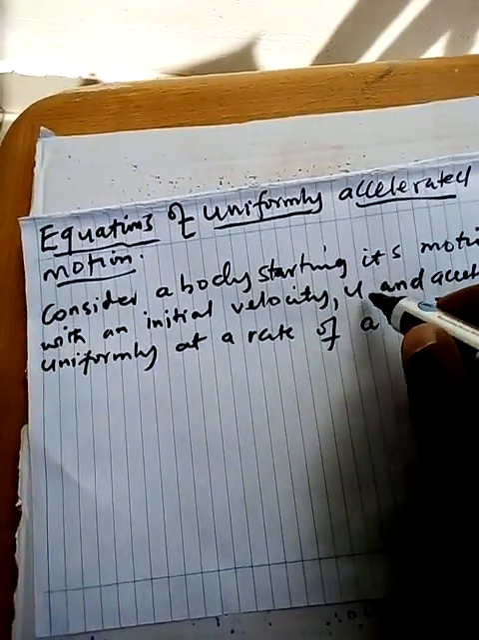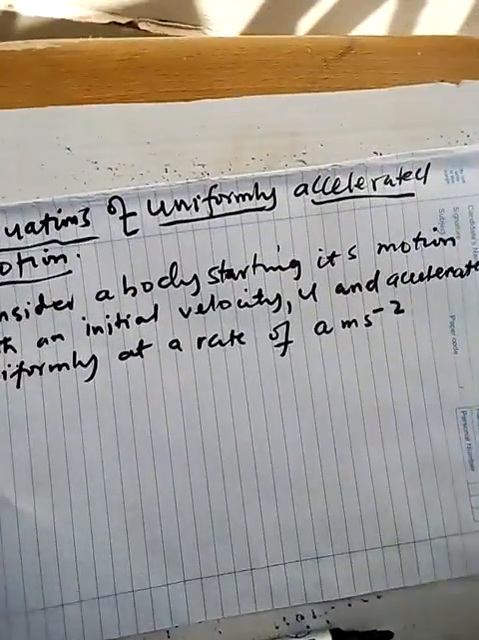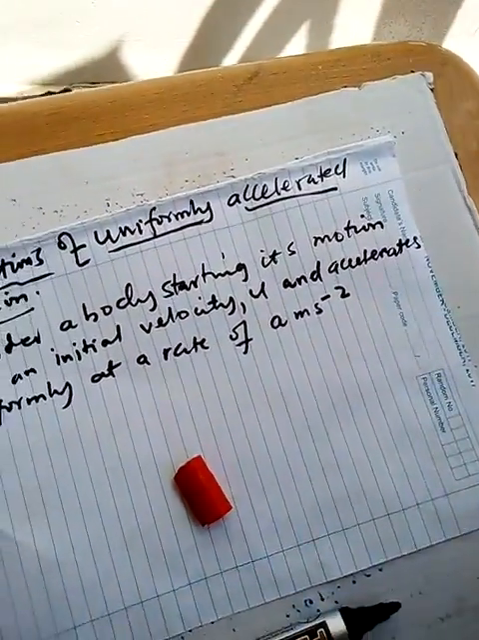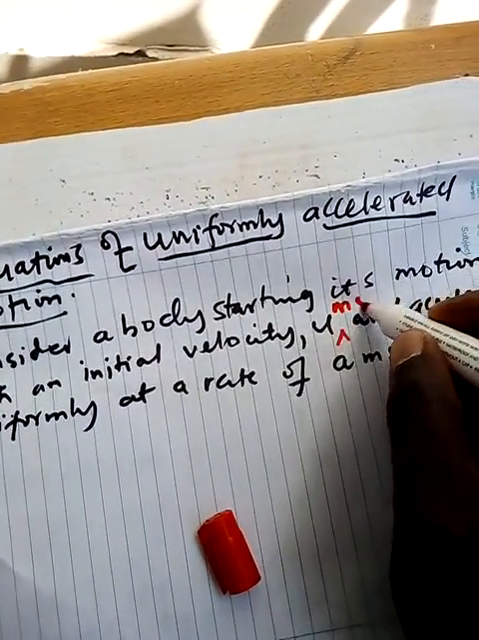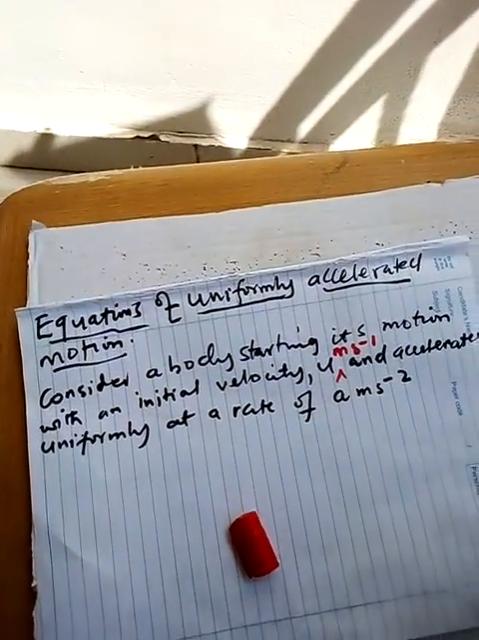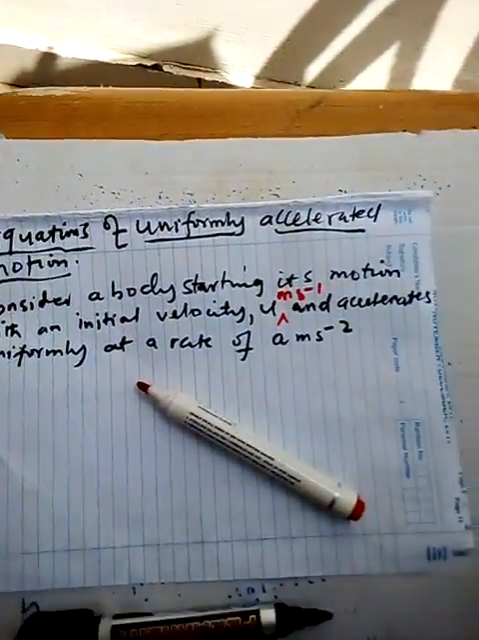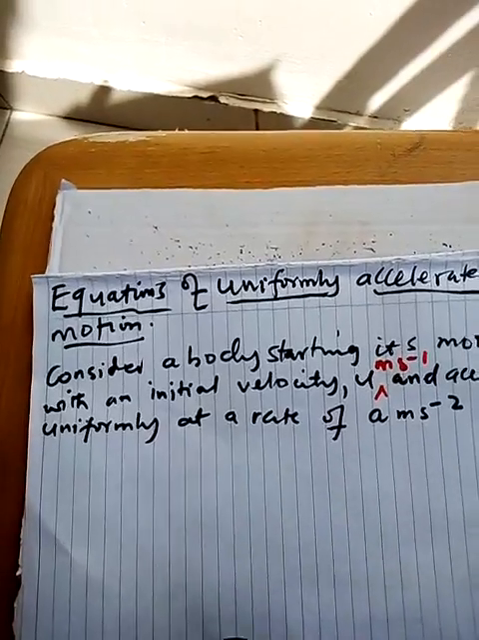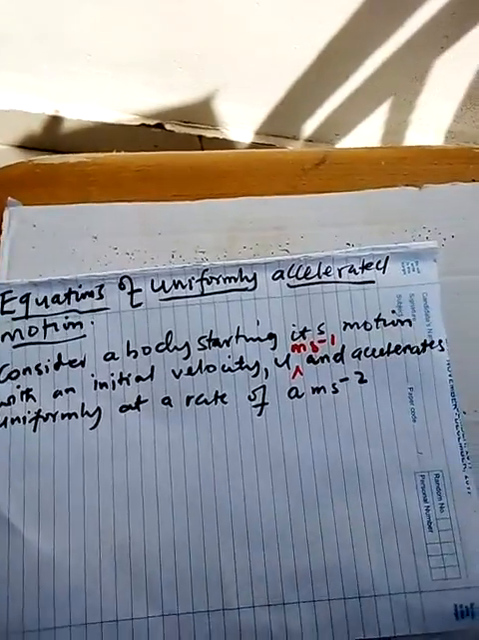I would like to be forgiven on this part here. We're supposed to include the unit of initial velocity. Please put that unit, meters per second. It's missing there. So, and accelerates uniformly at a rate of a meters per second squared. Remember, that is the symbol used for acceleration, small a.